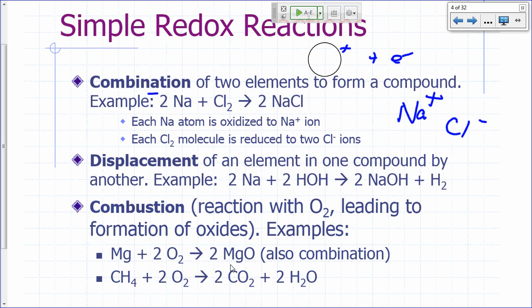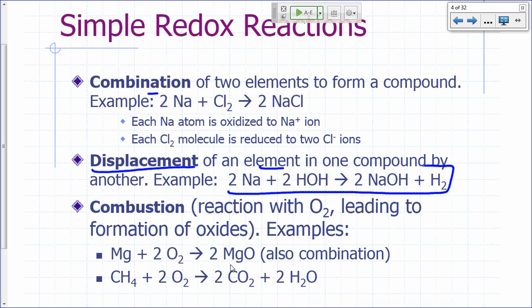So this is a redox reaction. If you have a displacement reaction, you have one element displacing another in a compound, that's also a redox reaction. So what's the element in this? Look at this one right here. Your sodium displaces a hydrogen from water. Okay, so you produce another element here. So if you have an elemental substance as one of your reactants, and an elemental substance as one of your products, you can tell that you're dealing with a redox reaction.